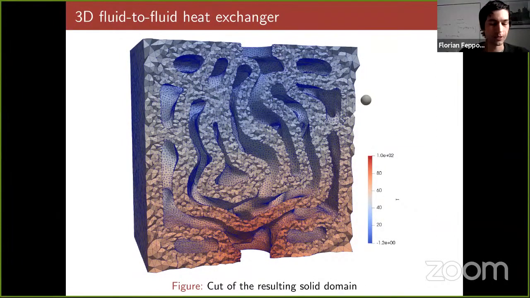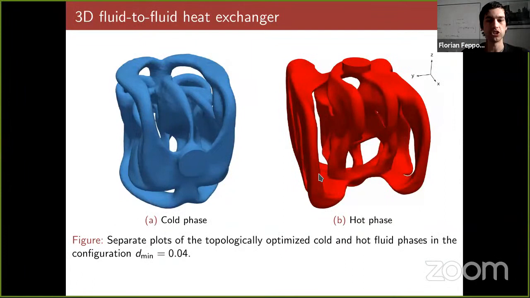My answer is that we have not tried to understand too much the physics of why we obtain these shapes. We just looked at the optimization histories, and we saw that we are able to enforce the physical constraints while still making the objective function, so the heat exchange, maximized. And so we were happy with that.